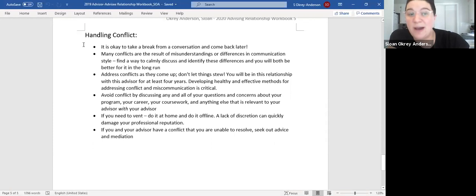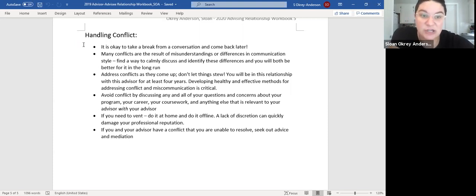The last page is about handling conflict, because it's inevitable. There will always be tensions and conflicts that come up. I think the most important thing that I can say is that you should always try to, first of all, give yourself some space from the conflict when it's happening. If you're feeling a whole bunch of feelings about something, it is okay to just take a break and come back later.